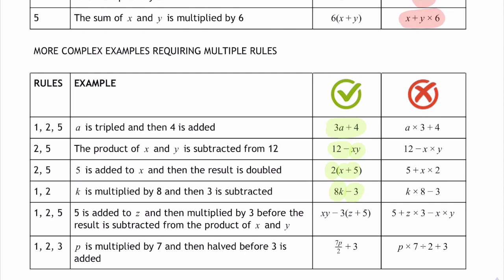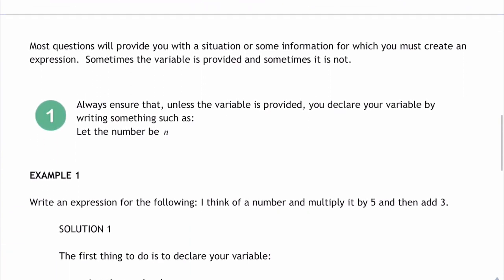On the next one, 5 is added to z, and then that is multiplied by 3. So 5 added to z is in the brackets, and that is multiplied by 3. And then that result is subtracted from the product of x and y. So the product of x and y is there, and obviously we're subtracting that first result. And finally, we've got p is multiplied by 7. That's 7p. We're then halving that, so divide by 2, and then we're adding the 3. Let's go ahead and look at some more examples.